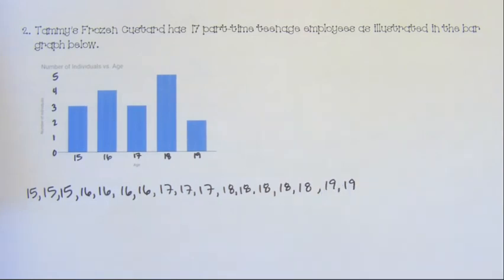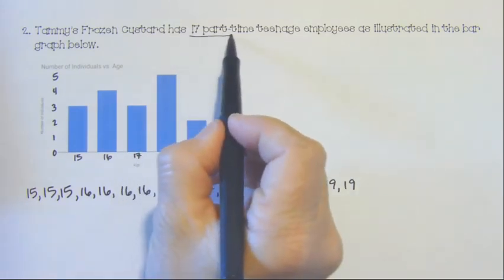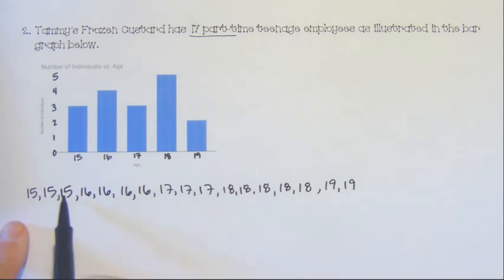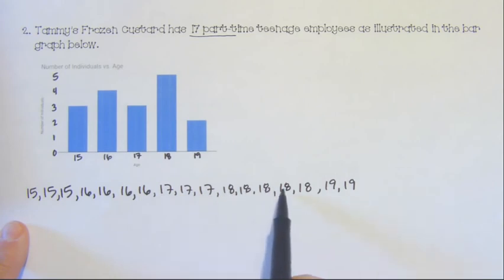All right, in this problem, it said that there were 17 part-time teenagers, or 17 employees. Hopefully when I count these numbers, I get 17. So 1, 2, 3, 4, 5, 6, 7, 8, 9, 10, 11, 12, 13, 14, 15, 16, 17. Good. All right, mean, again, you're going to add them all up and divide.